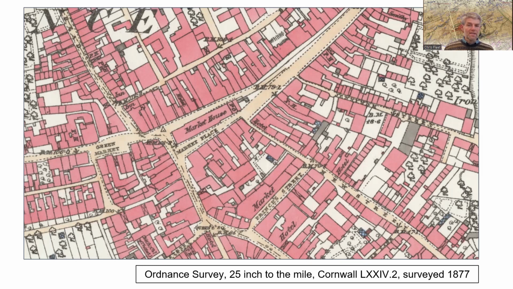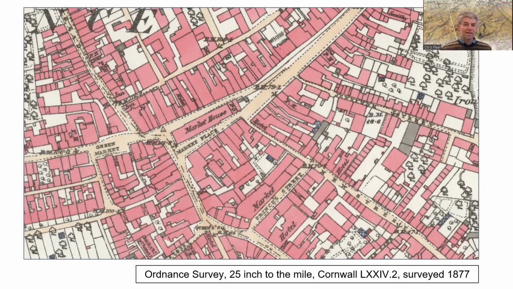Not all sheets were coloured, but those that were coloured showed buildings made of brick or stone in red, and buildings made of wood or iron in grey. And a few of the blue patches here with cross hatchings are for glass houses.